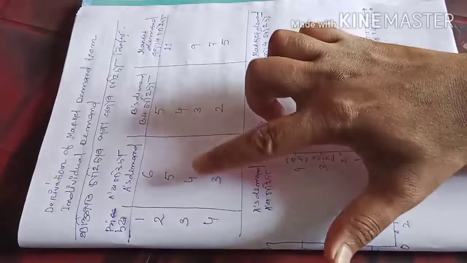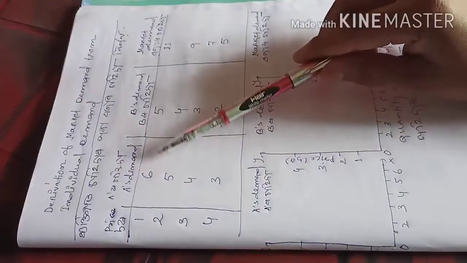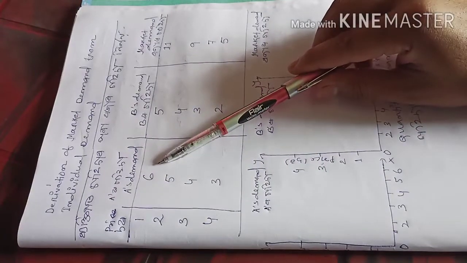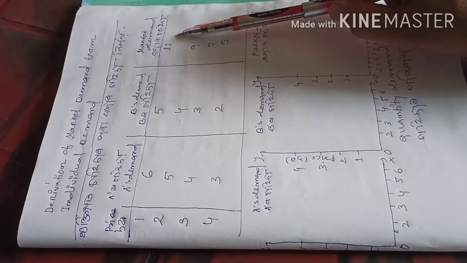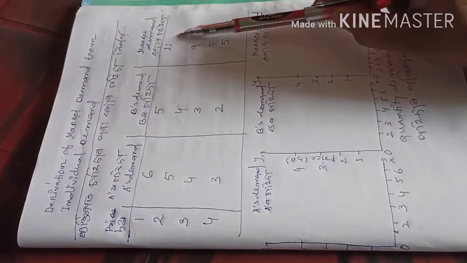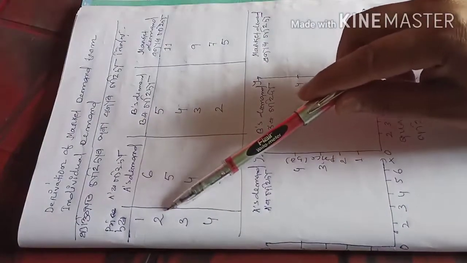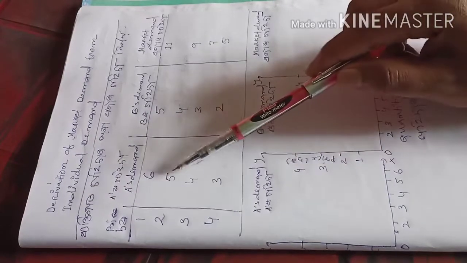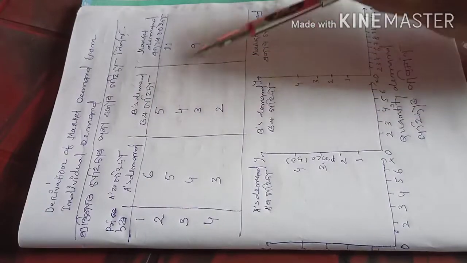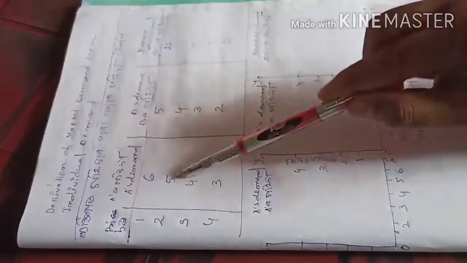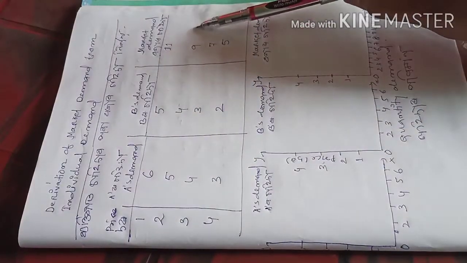So here in the first row, when the price is 1, demand for individual A is 6, B is 5, and the market demand is 11, because 6 plus 5 is 11. Now similarly, when the price is 2, then A's demand is 5 units, B's 4 units, then market demand will be 9, because the summation of these two is 9.